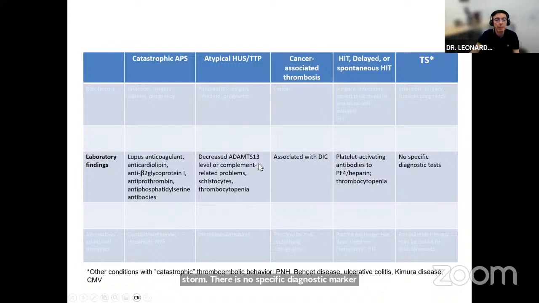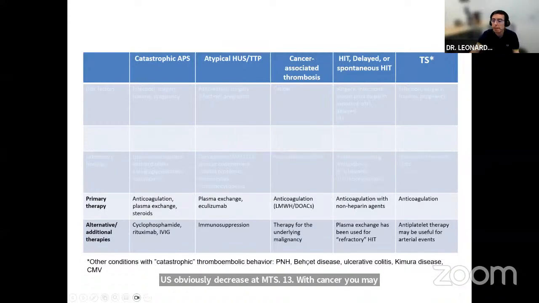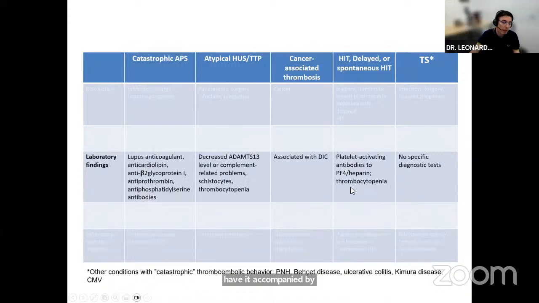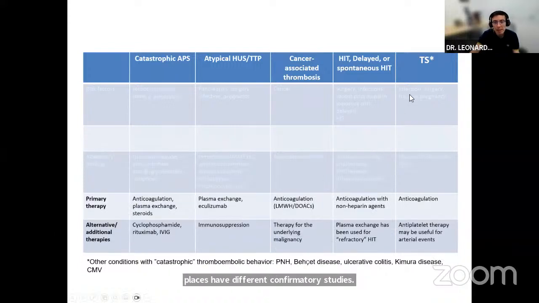Atypical HUS, obviously, decreased ADAMTS13. With cancer, you may have it accompanied by DIC. And for the HIT, the classic screening with ELISA, with the PF4 heparin antibodies, confirmed by a serotonin release test, for example. Different places have different confirmatory studies, serotonin release being the gold standard, perhaps. And finally, treatment: mainstay is anticoagulation for thrombotic storm and catastrophic. For HIT, it's mandatory to have a non-heparinoid, and for atypical HUS, eculizumab plus or minus plasma exchange. Thrombotic storm, you sometimes use single or dual anticoagulant therapy and immunomodulatory therapy as well.